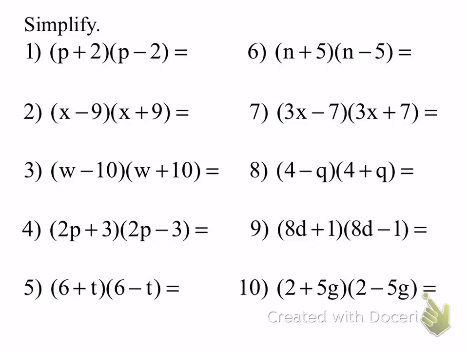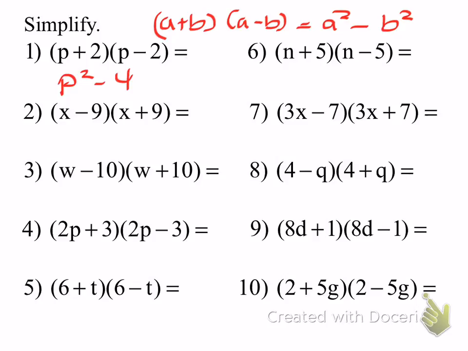I'm going to write the formula up here. Remember, it's going to become A squared minus B squared. Let's just write this. A plus B times A minus B is equal to A squared minus B squared, a difference of squares. So what would number 1 be, please? Brandon? B squared minus 4. Perfect. Okay. Let's jump down to number 4.